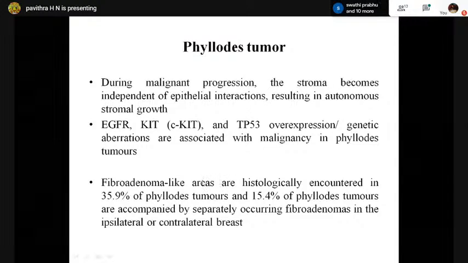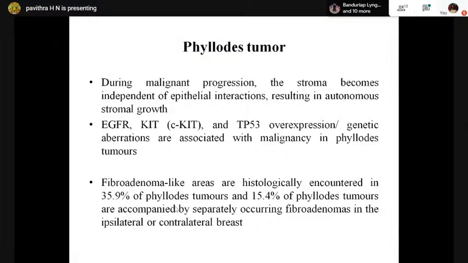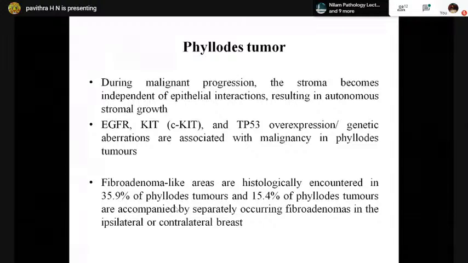And fibroadenoma-like areas can also be seen in phyllodes. So sometimes I have seen JAs asking, we have areas of fibroadenoma, we have areas of phyllodes, so should we call it fibroadenoma with phyllodes? There's no point calling it like that, because once you have phyllodes, there is no point in saying fibroadenoma with phyllodes in the report.